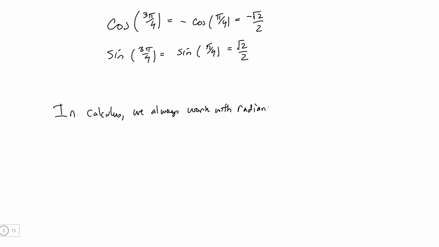And there is a reason for this. If you use degrees when you're working out certain formulas called the derivatives of sine and cosine, they'll actually scale differently, and you'll have different derivatives if you work with degrees. So we always just work with radians. So let's recall what radians actually are.